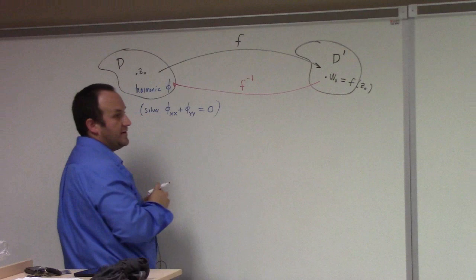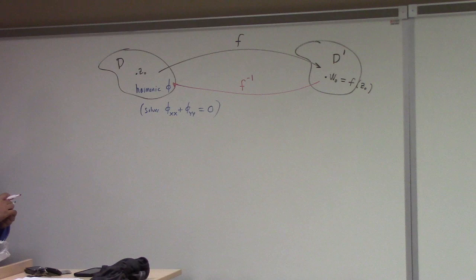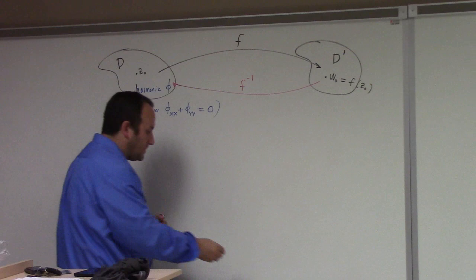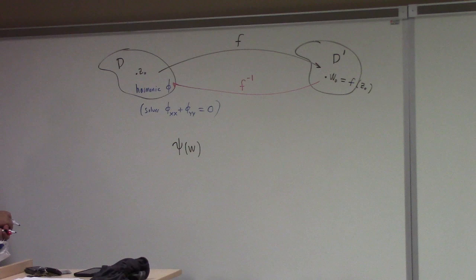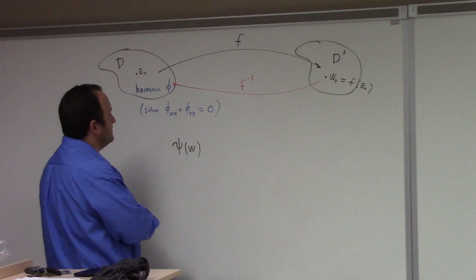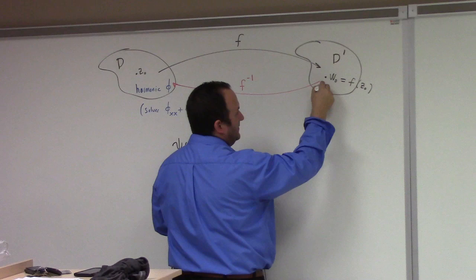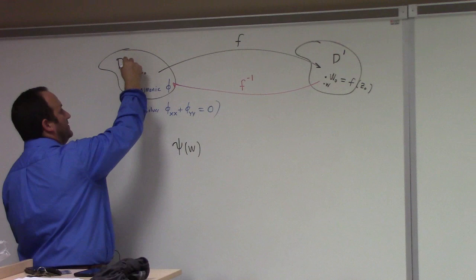So if I want to construct a function over on D prime, which is somehow related to the function phi on D, how could I do it? Let's say I want to define psi of w. I want psi of w to be somehow related to the given harmonic function phi, right? And so here's the way you do it. You could say, I'm going to let psi of w be equal to, see, because if we've got w close to w naught, like here, then that tracks back under the inverse map to some z, which is equal to f inverse of w, right?